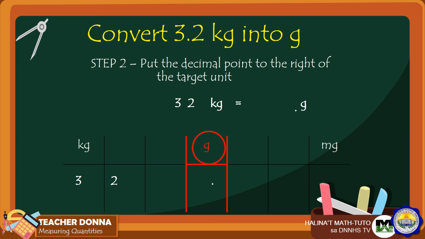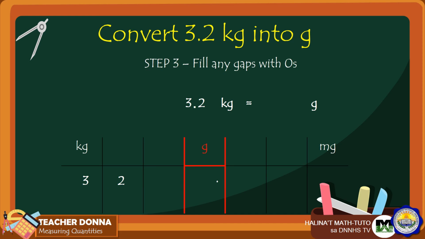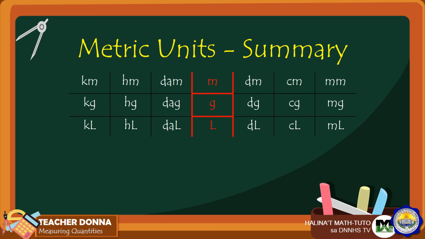And then, step number 3, fill any gaps with 0. So, ganun ulit, lahat ng numbers or columns na walang numbers, lalagyan natin ng 0. So, yung 3.2 kilograms ay naging 3,200 grams. So, to summarize, the metric units involve the following units. So, yung nasa pinakagitna, yung meter, grams, liter. Sa kanan niya, yung mga smaller units. At saka sa kaliwa naman, yung mga larger units.